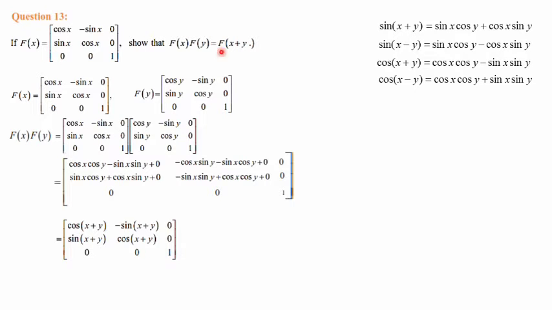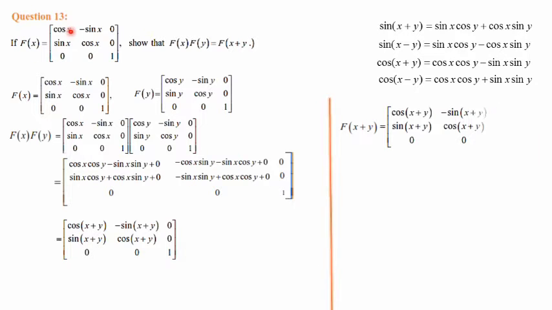Now we have to go for f of x plus y. So f of x plus y is simple. Just instead of x, here x plus y is there. So replace x with x plus y. So that will be cos of x plus y, minus sin of x plus y, 0; sin of x plus y, cos of x plus y, 0; 0, 0, 1. So wherever x is there, we are replacing it with x plus y. So this is what we have got.